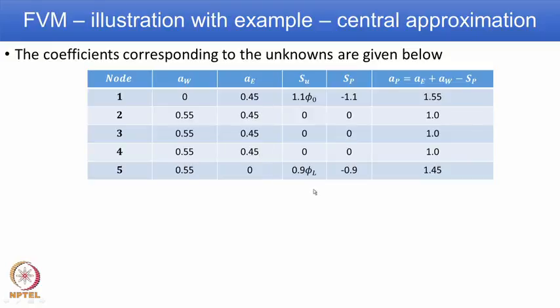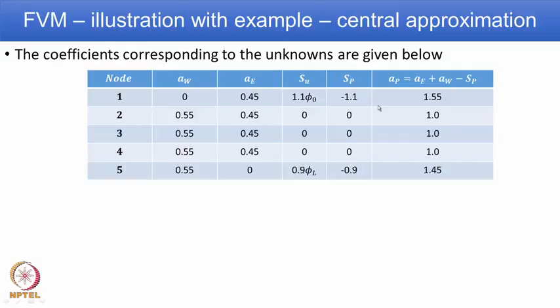You can observe immediately that for node 1 the left side is a boundary condition, hence AW is 0. Similarly, for node 5 the right side is a boundary condition and AE is 0. These are cross checks, and the boundary conditions on the left side as well as on the right side appear as a source term, and that is also shown here. For all internal nodes, for this particular problem there is no source, hence they go to 0.